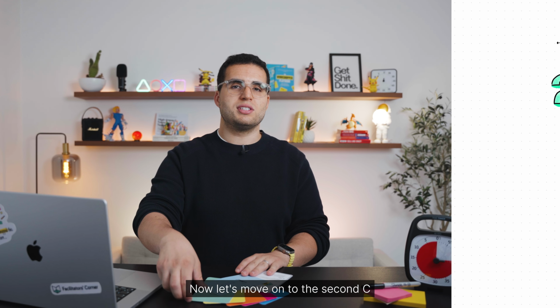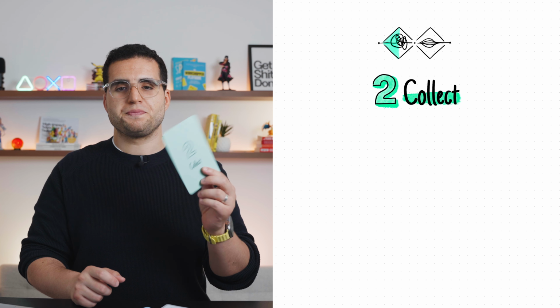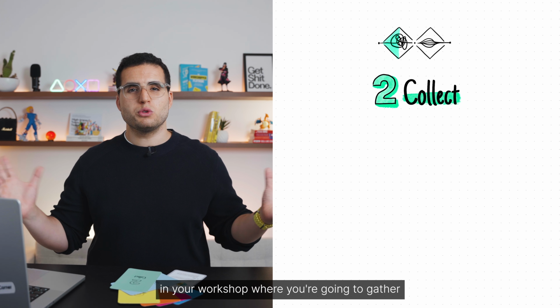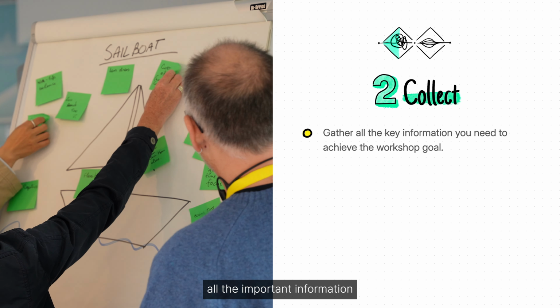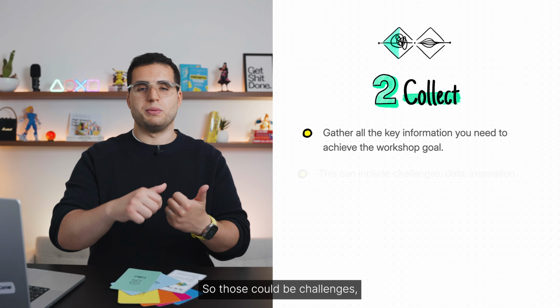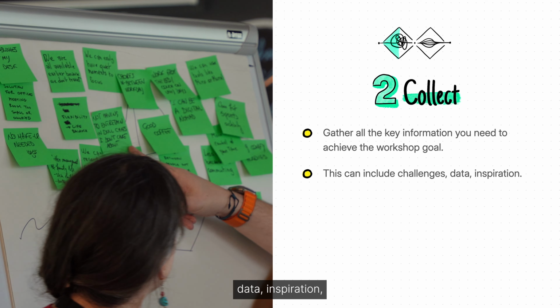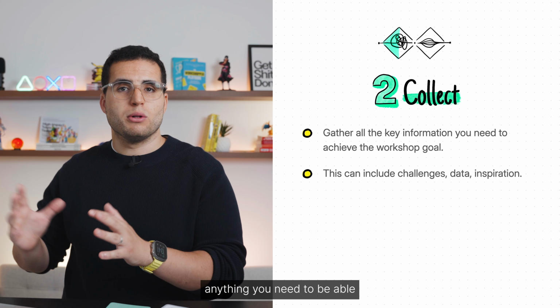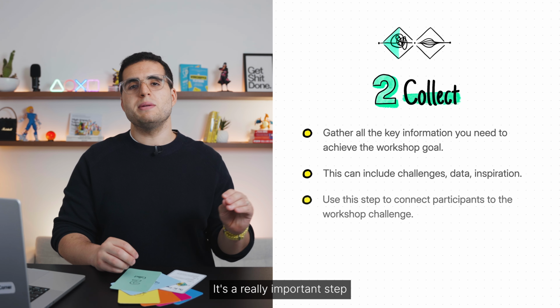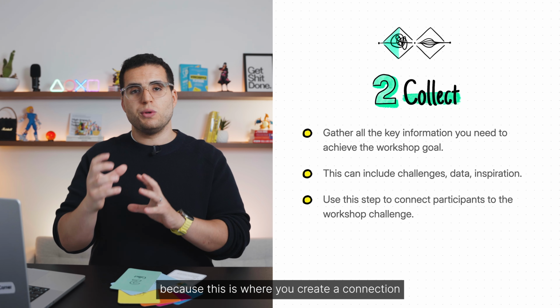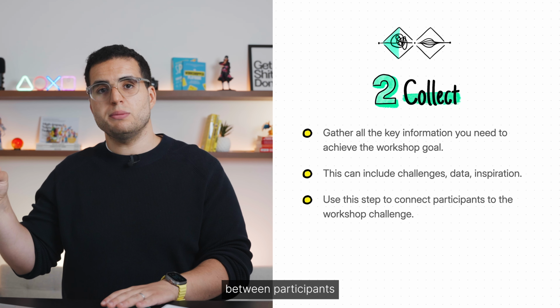Now, let's move on to the second C, collect. This is the moment in your workshop where you're going to gather all the important information for the sake of the session. Those could be challenges, data, inspiration, anything you need to be able to achieve the goal of the session. It's a really important step because this is where you create a connection between participants and the topic of the workshop.